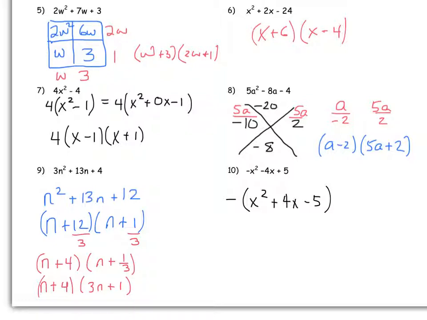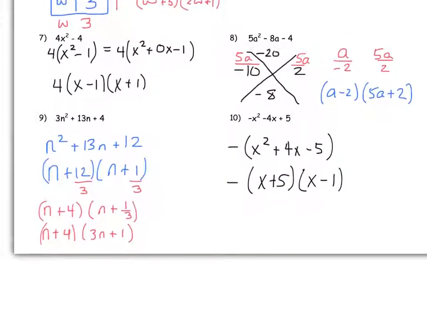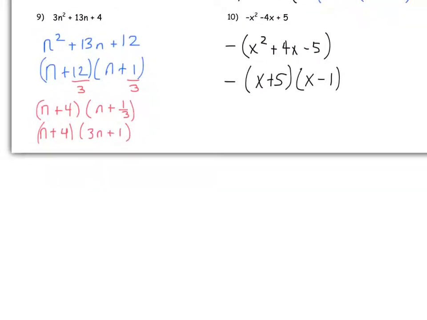So this is just a basic one. What multiplies to a negative 5 and adds to a 4? That would be positive 5 and a negative 1. So it would be x plus 5, x minus 1. Keep that negative on the outside, and it is factored. Okay.